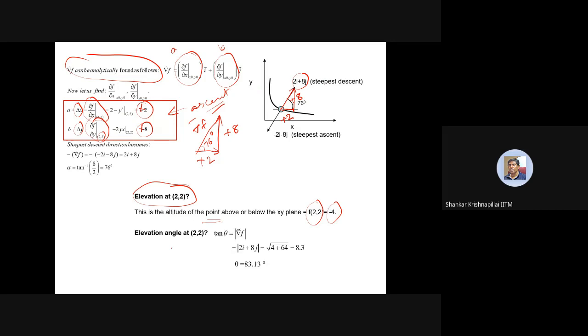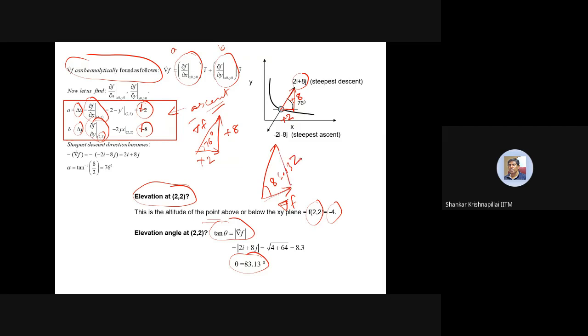Then what is the elevation angle? The elevation angle is tan theta equals the absolute value of the gradient of f. So it is 83.13 degrees. So the gradient vector is like this. Okay, so the steepest ascent or steepest descent vector is at 83.13 degrees above this gradient vector.